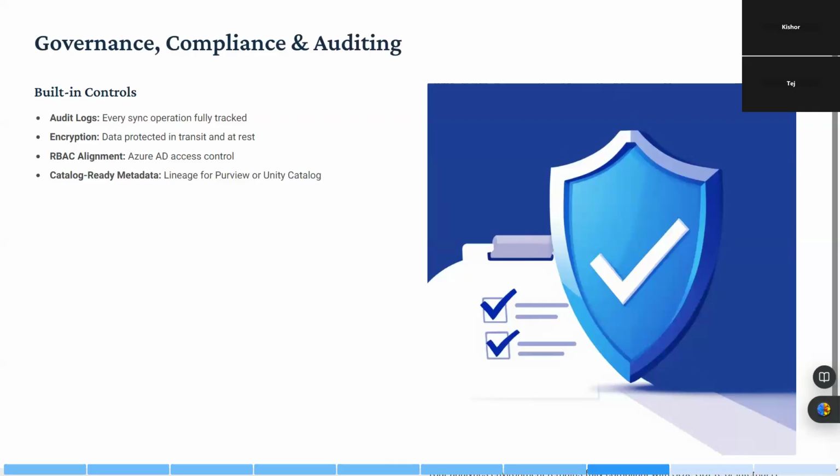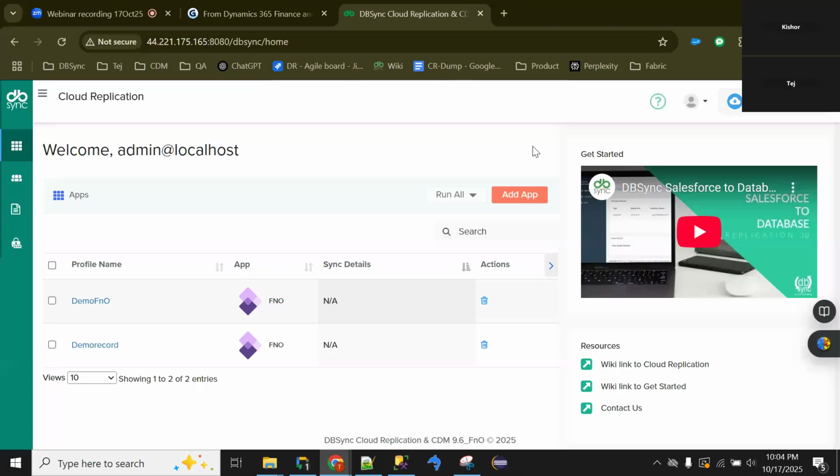Concluding, we also want to walk you through a small demo of what DBSync can offer. So as you all can see, I am on the DBSync homepage now. This is where you can add your profiles and select whatever application you would want to. In the current webinar, we are discussing FNO. So I have a profile that is already configured, which I'll be walking you through.